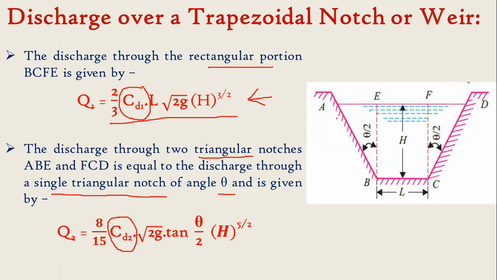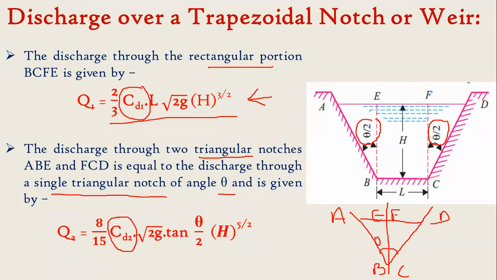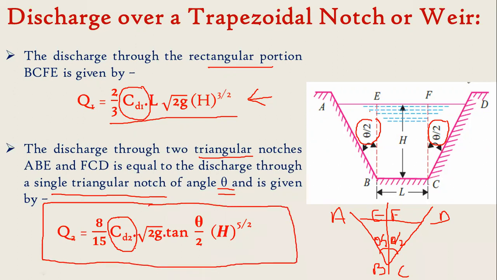Yes, sir. So for right angle triangle ABE, the angle is theta by 2. Then for right angle triangle FCD, the angle is theta by 2. When I combine both these right angle triangles, here B, C, here A, here D, here E, F, I combine this, and theta by 2 addition of both, I will get the single angle theta. Okay. So when I get such an angle of a triangular portion, I will directly use the formula for discharge through a triangular notch.